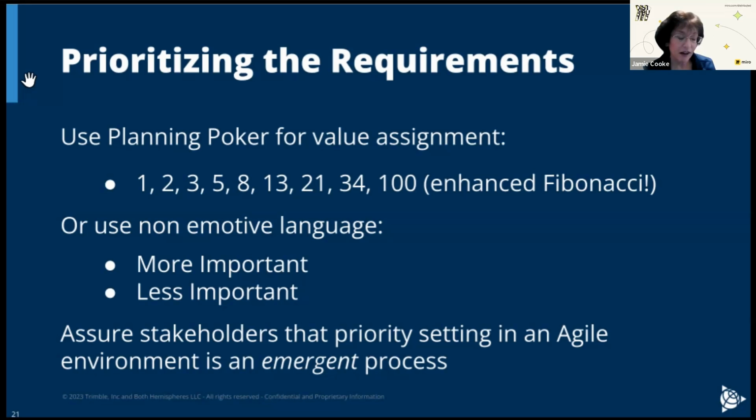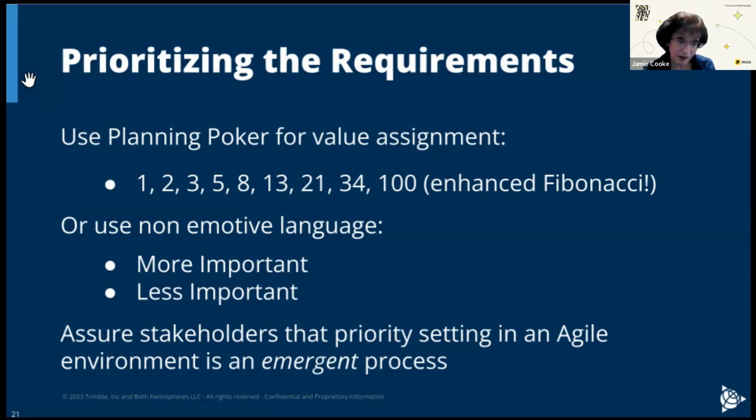I believe that it's valuable to put something called 100 in that sequence because of things like the immovable rocks, the compliance requirements. They're things that go to the top of the list no matter what. And so those need to be up there, and then everything else is relative to those numbers.